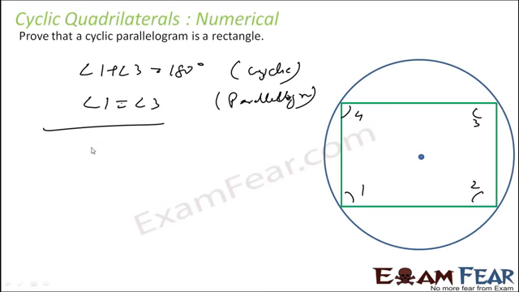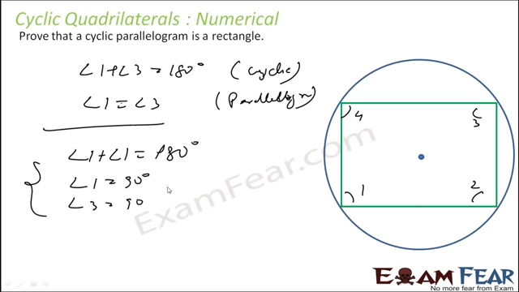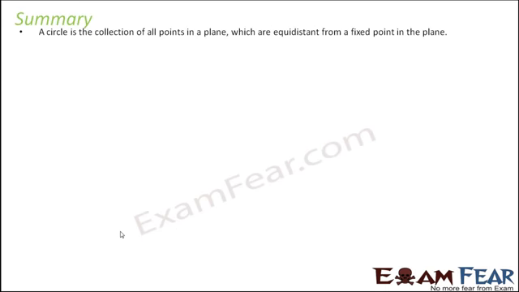Compare these two equations: angle 1 plus angle 3, that is angle 1 plus angle 1, is equal to 180 degree, or angle 1 is equal to 90 degree. Similarly, angle 3 is also equal to 90 degree. Similarly, we can apply the same logic for angle 2 and angle 4. So we'll see that angle 2 and angle 4 will also be 90 degree. Thus, all the four angles, angle 1, angle 2, angle 3, angle 4 are 90 degree, and thus it is a rectangle. Let's do a quick recap.